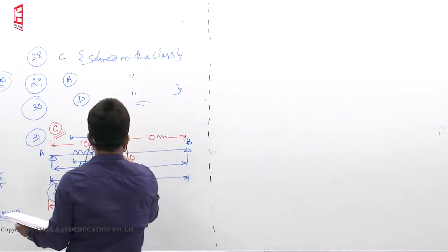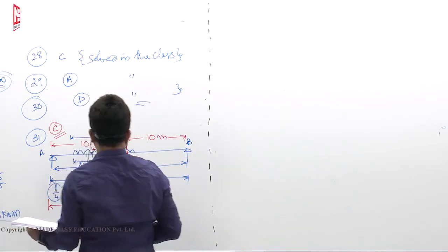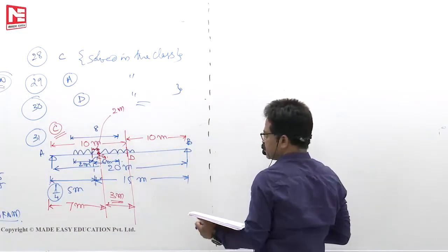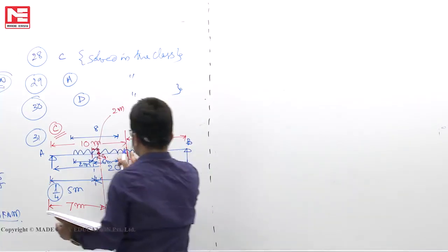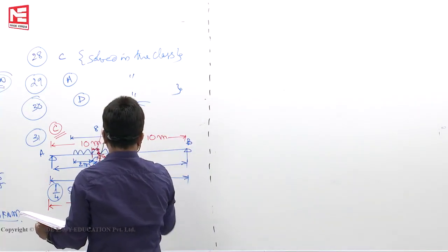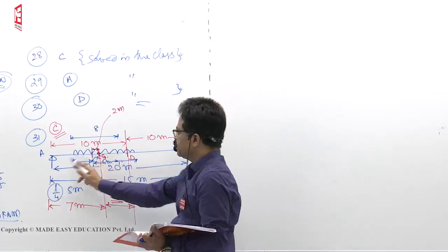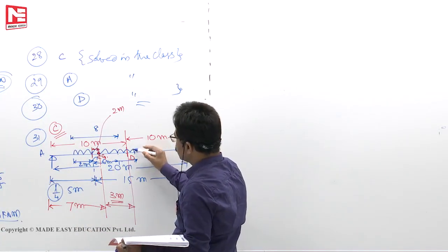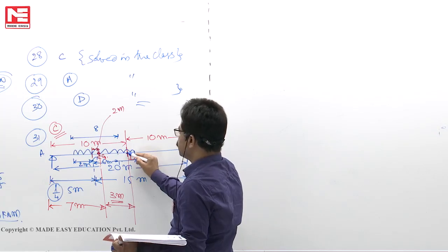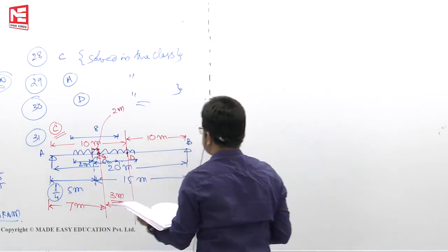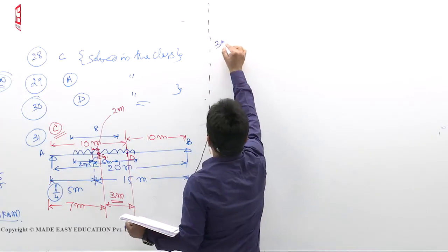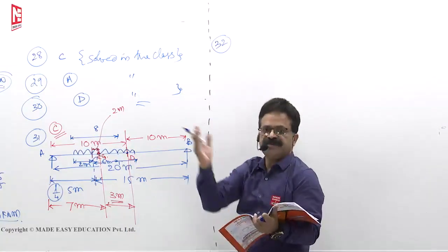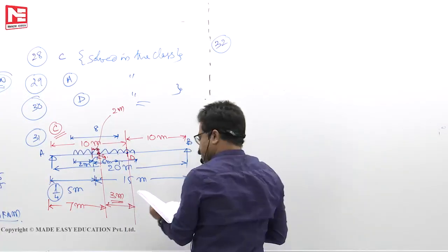That means the UDL might have gone up to here. It might have crossed that also. Otherwise 6 meters won't be there up to here. 6 plus 2, 8 plus 3, 11. So this UDL ends at 11 meters. CG is here, midspan is here, CG is here. Okay, that was a simple thing. Distances measuring, that's all. 32.